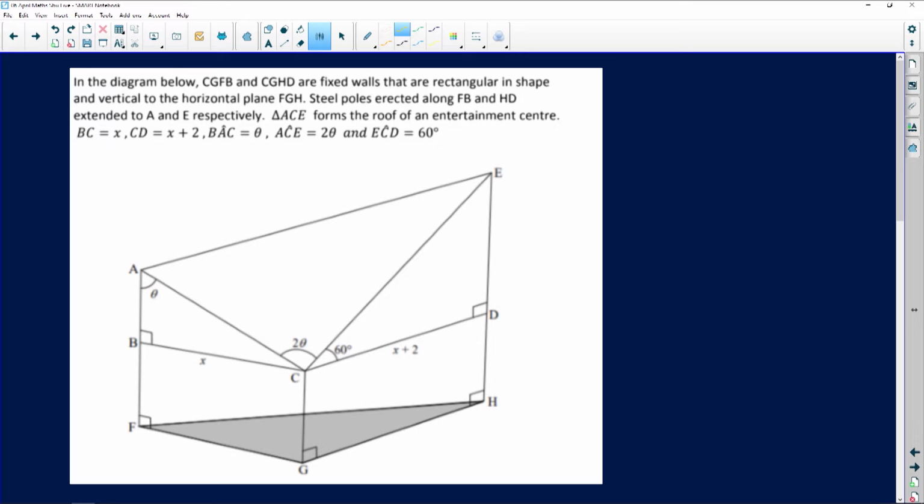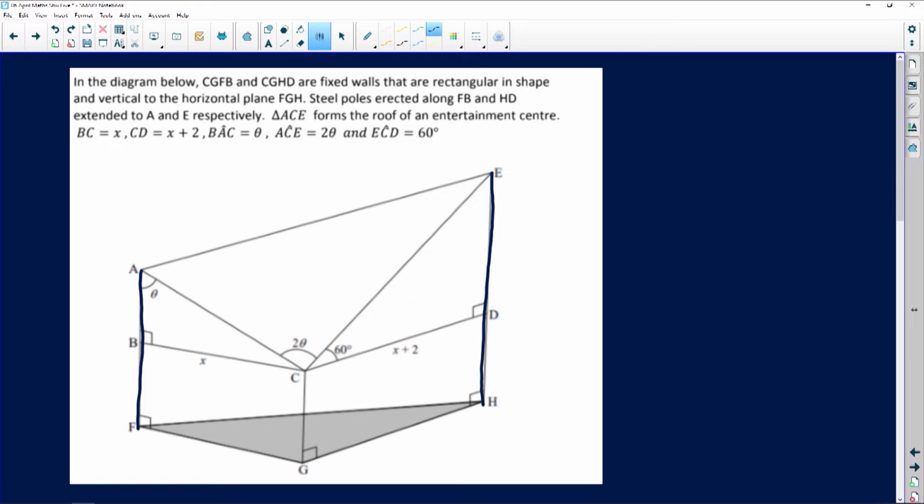It says, in the diagram below, CGFB and CGHD are fixed walls that are rectangular in shape and vertical to the horizontal plane FGH. Steel poles erected along FB and HD extend to A and E respectively. So you will notice that we do have a rectangular block and another rectangular block there. If I just rewrite that, you'll see that this is the steel pole we're talking about. This long pole is a straight steel pole, and this one also is another straight steel pole holding something together along the sides of those walls.